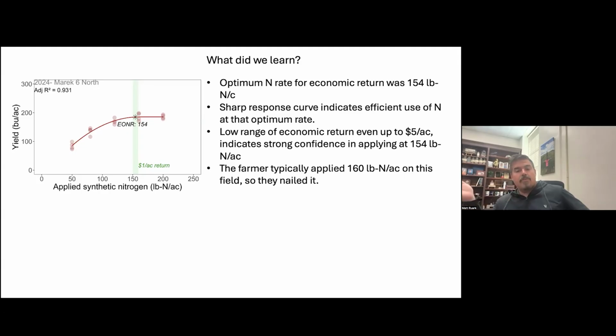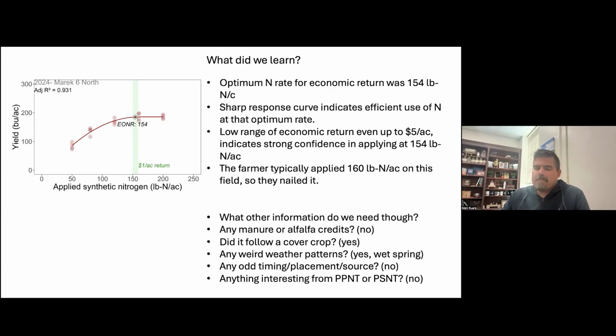And we learned that this farmer typically applies 160 pounds of nitrogen. Hey, that's pretty good. I think they nailed it, right? Excellent. So a farmer would see this and be like, hey, I'm doing a good job, no need to maybe change anything. But there might be other pieces of information that we need to know, right? Were there any manure or alfalfa credits? In this field, there were not. Okay, so we don't have to worry about anything along those lines.